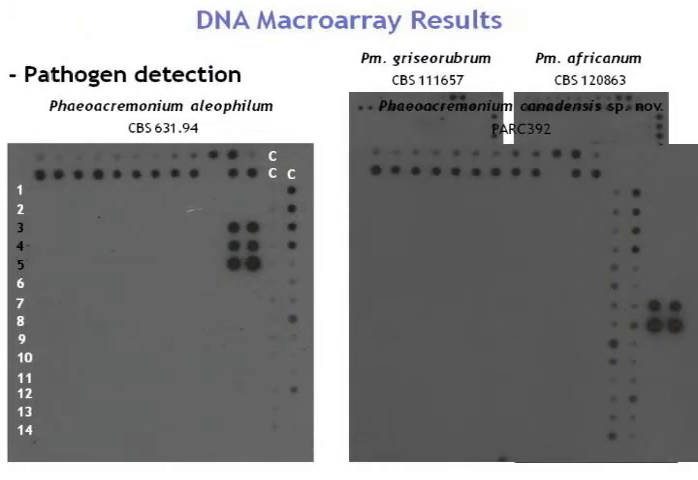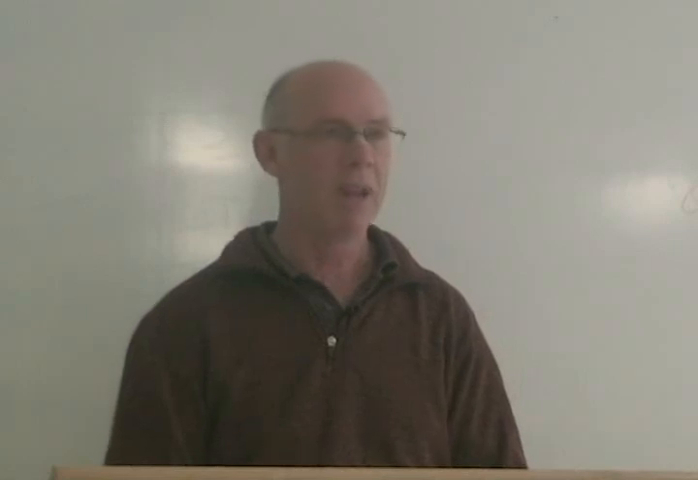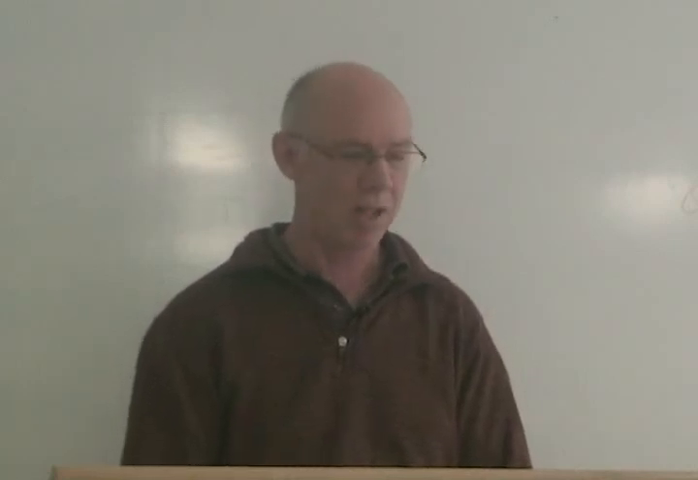Slightly different template, so there's a different prototype as we went along. Jose's looking at testing different control probes on the membrane. So we have control probes along the outside, here and here, with the inside of the membrane or array containing the species-specific probes. And this is just looking at differentiating Phaeoacremonium species with closely related species, again, both pathogenic and non-pathogenic.